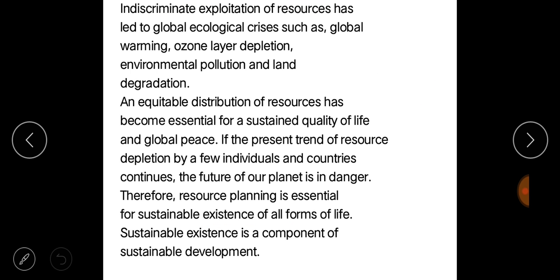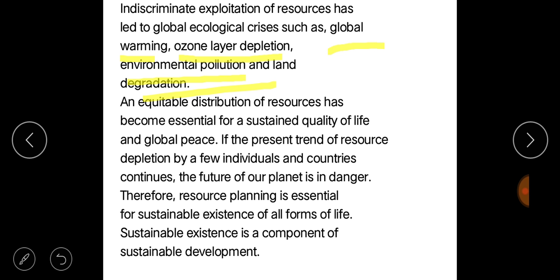The indiscriminate exploitation of resources led to global crises such as global warming, ozone layer depletion, environmental pollution, and land degradation. Now equitable distribution of resources and judicious use of resources become essential. It is essential for a sustainable quality of life and global peace to use these resources judiciously.